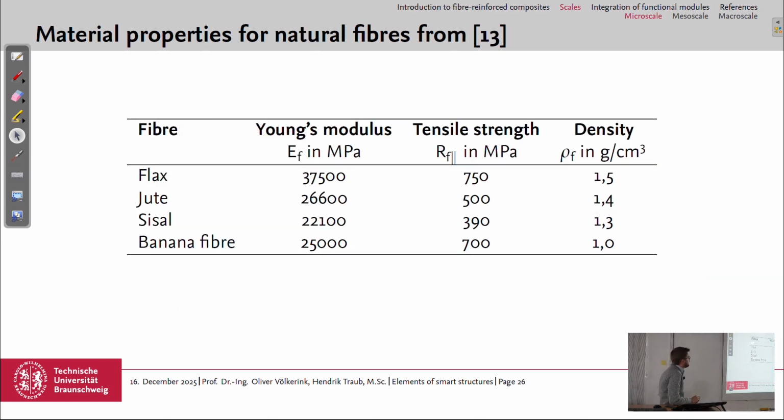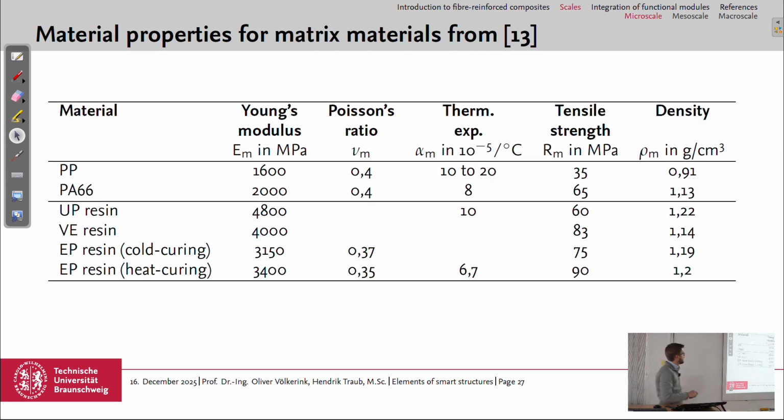And also natural fibers, we have, for example, flax, jute, sisal, or banana fibers, which have far lower properties, 25 to 37.5 gigapascals, and lower density even than carbon fibers, but also lower tensile strength. So the best natural fibers, I think, can be compared to the worst or lowest performing glass fibers.